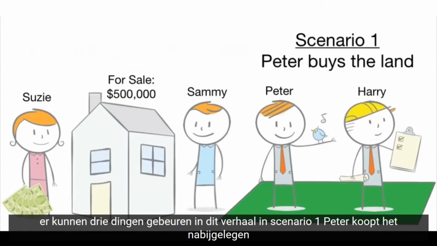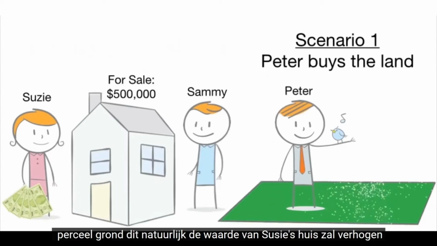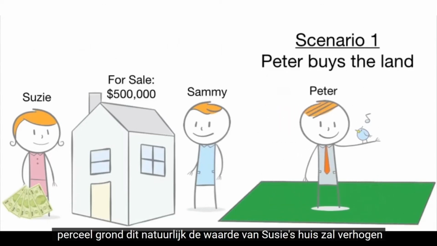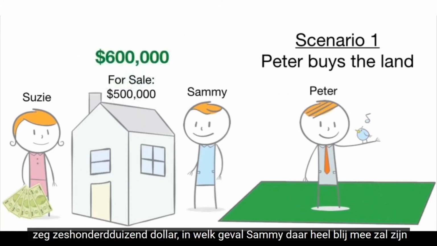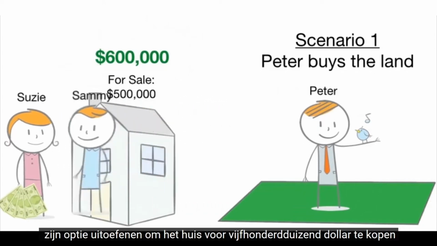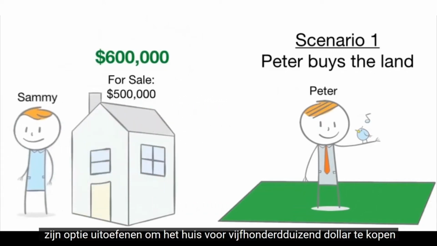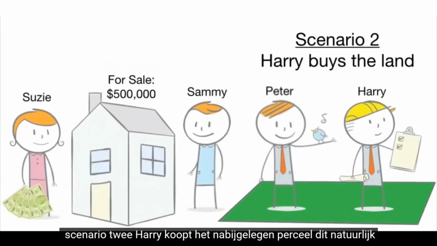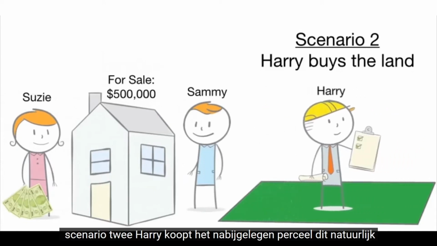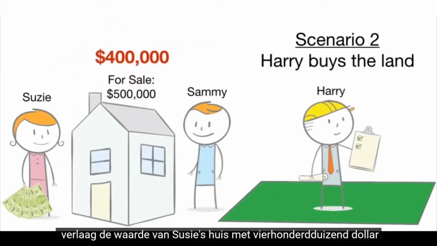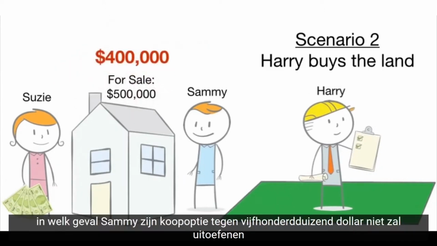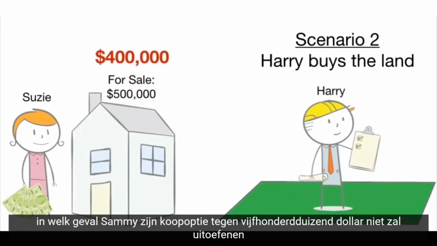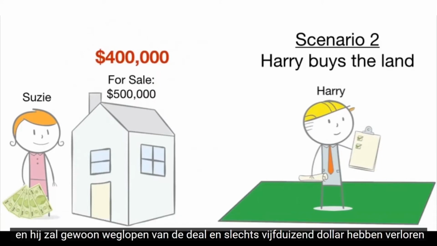In scenario 1, Peter buys the nearby parcel of land. This, of course, will increase the value of Susie's home to, say, $600,000, in which case Sammy will be very happy to exercise his option to buy the house for $500,000. In scenario 2, Harry buys the nearby parcel of land. This, of course, will decrease the value of Susie's home to, say, $400,000, in which case Sammy will not exercise his option to buy at $500,000, and he'll just walk away from the deal having lost only $5,000.